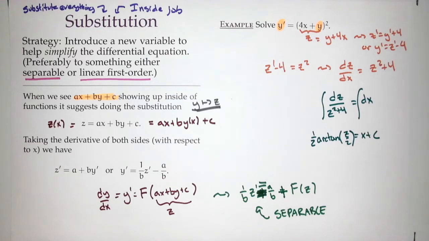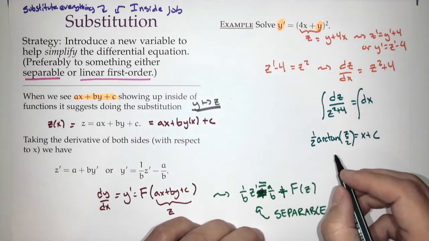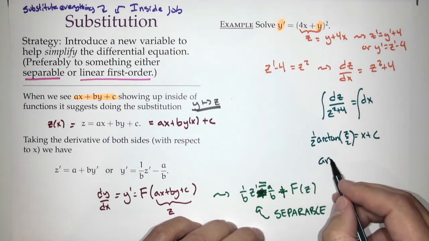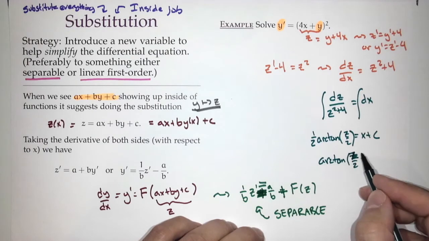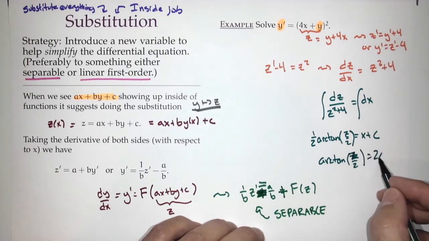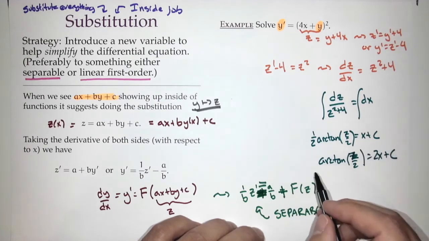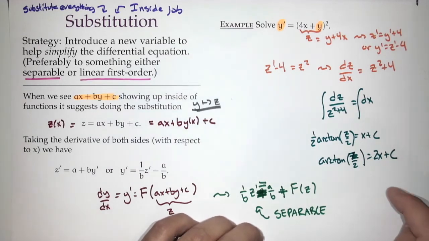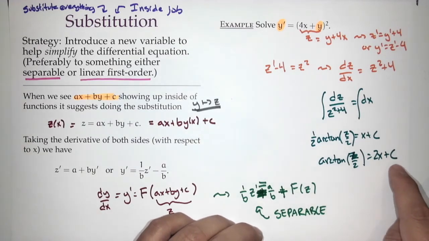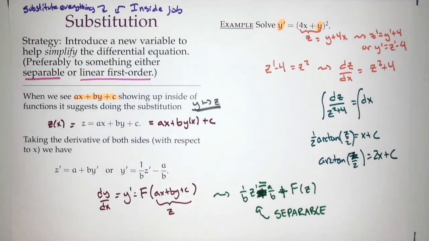All right, well, okay, clean it up. Multiply both sides by 2. This becomes arctangent of z over 2 equals 2x plus c. Is that right? Yeah. And you might say, shouldn't it be 2c? And that would also be right. Because c is a constant. And constants can absorb constants.